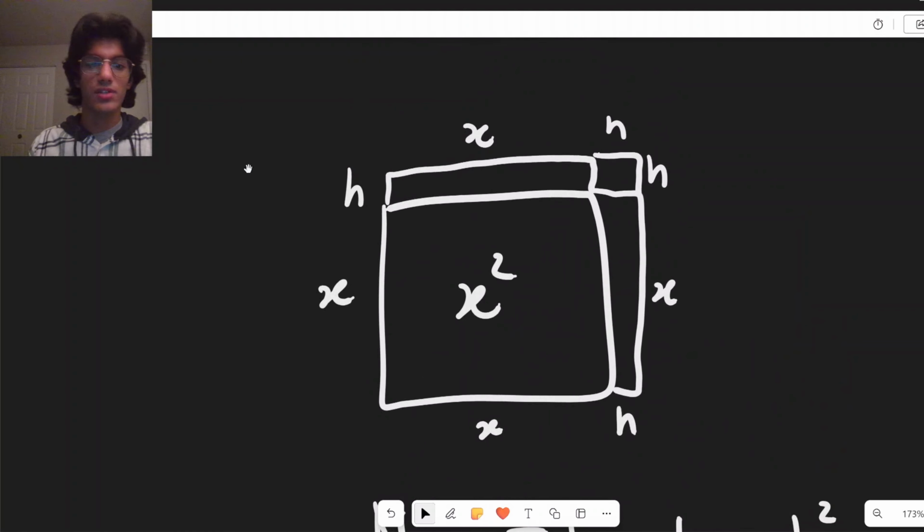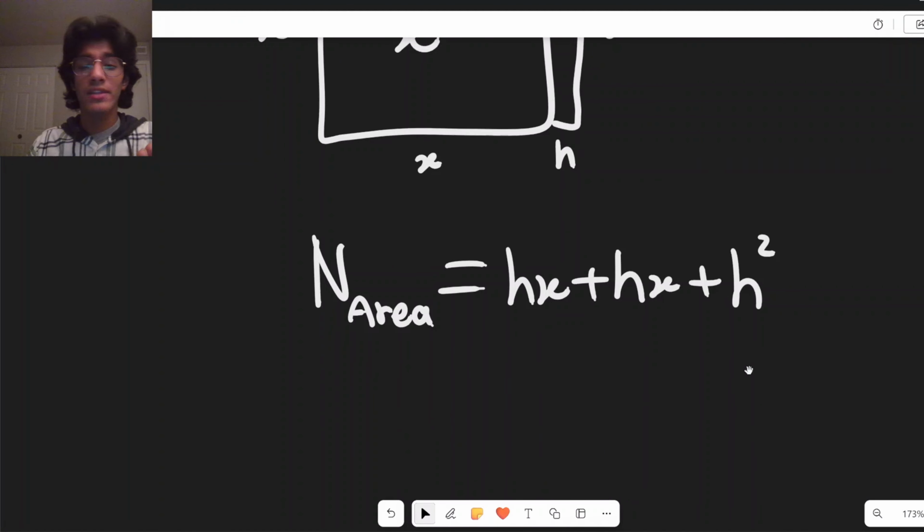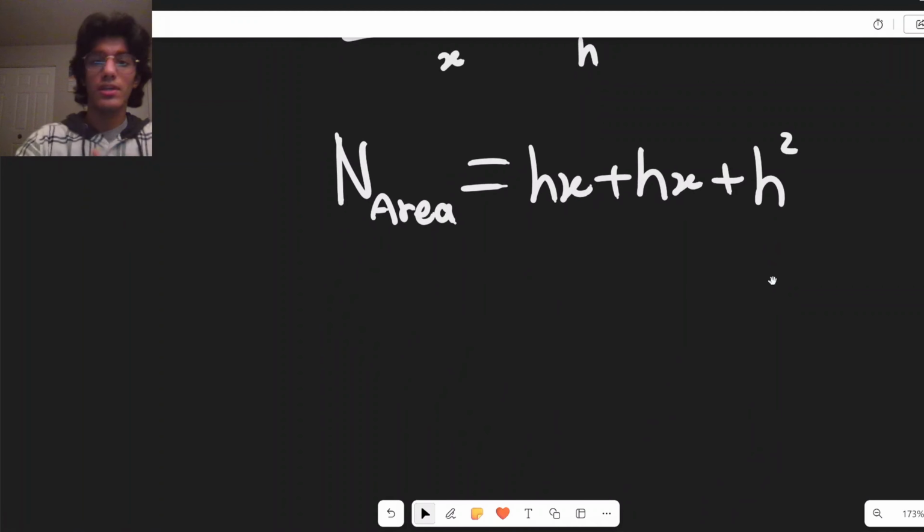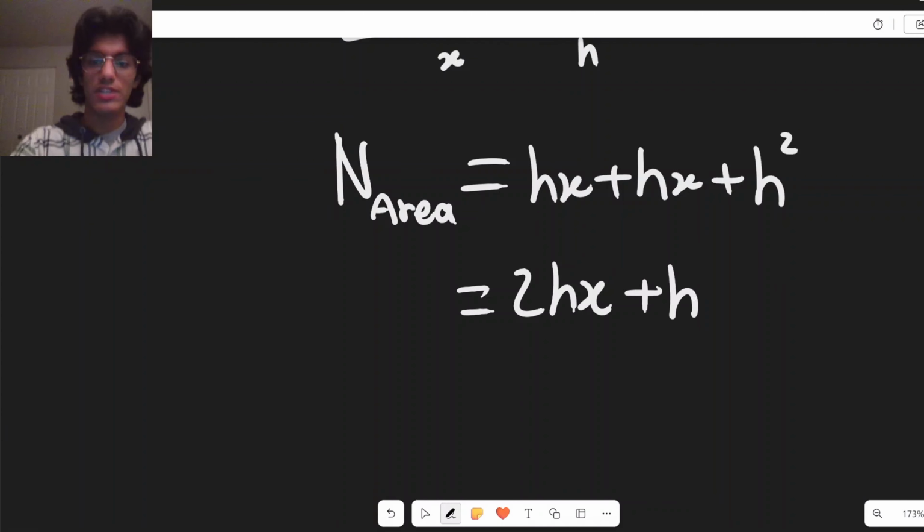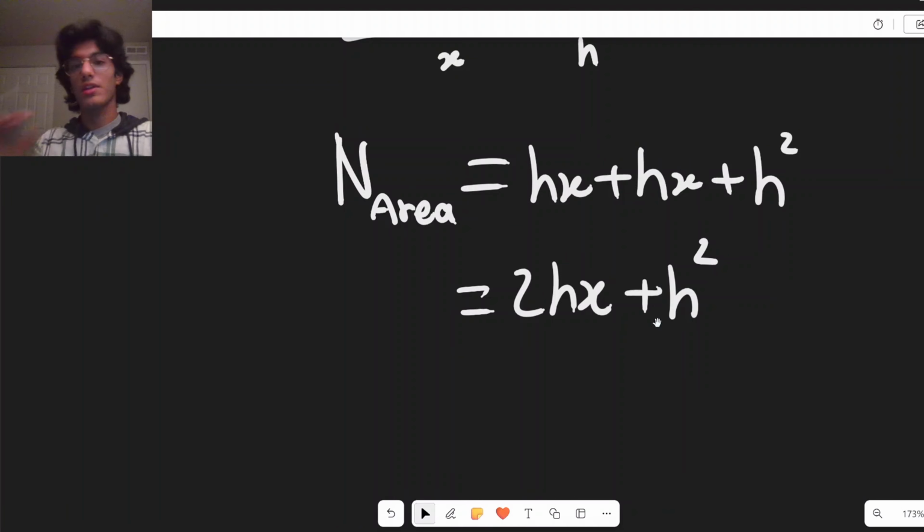We can confirm this because look, h times x is the area of this rectangle. H times h is this h squared, and then x times h is just another one, same as this. We can combine these two, right? So then we get equals 2hx plus h squared. Now what you'll notice is that both of these have h's in them. And remember, the idea is that h is a really, really, really small value.